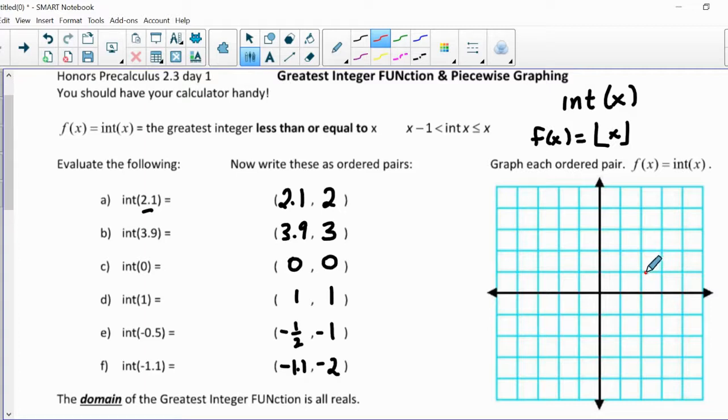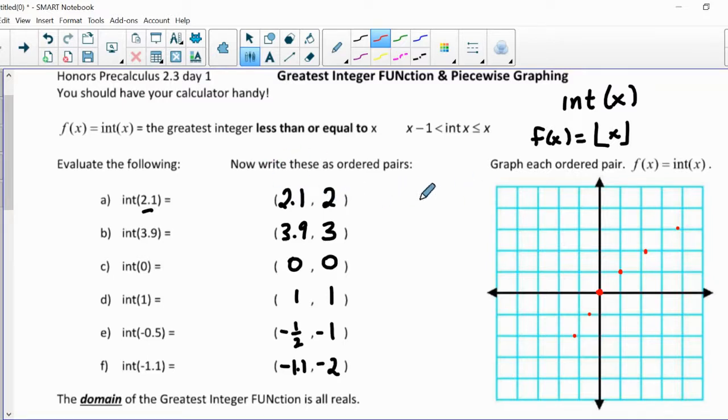2.1 comma 2 is on the graph. 3.9, that's not 2, sorry about that. 2.1 comma 2, 3.9 comma 3, 0 comma 0, 1 comma 1, negative 1/2 comma negative 1, negative 1.1 comma negative 2. These are all points, but that doesn't represent every point.